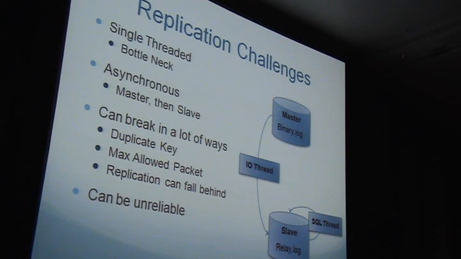So the number one challenge with MySQL replication, I guess, is that it's single-threaded. It's a huge bottleneck. It can break in a lot of ways, whether it be a duplicate key, if you have referential integrity inside of your database with cascading deletes, and somebody thought that they would delete a key on the slave, and now something happens on the master and it replicates through and says, oh, that key is not there, so I'm going to break replication. Max allowed packet, that's always a very, very popular way to break replication. And then replication can also fall behind because writes are coming in multi-threaded on the master and it's serialized on the slave. It can also be unreliable.